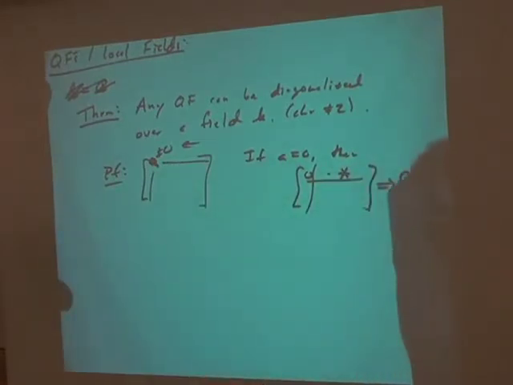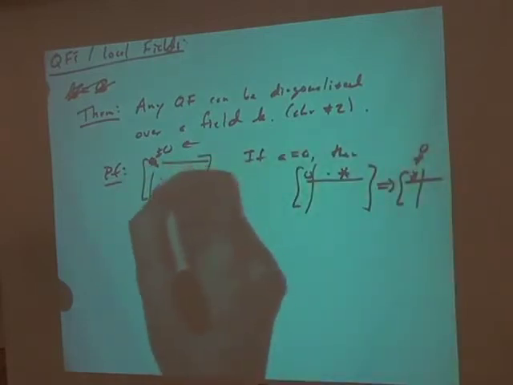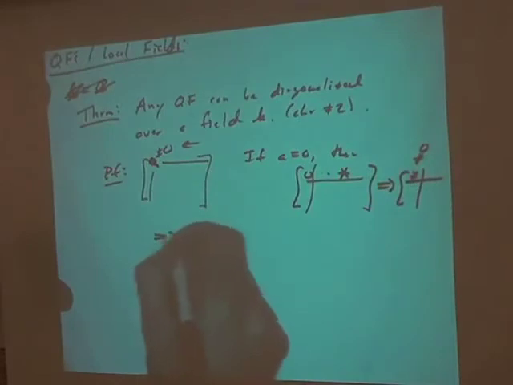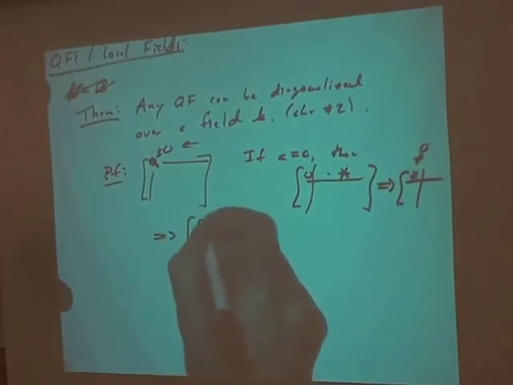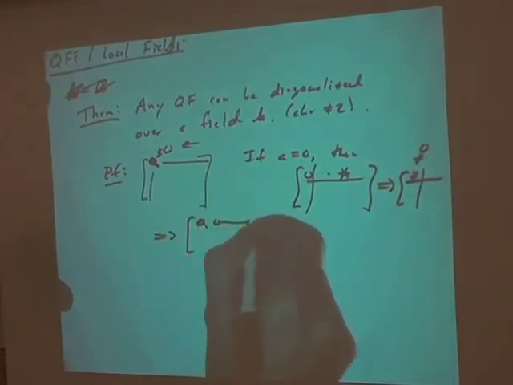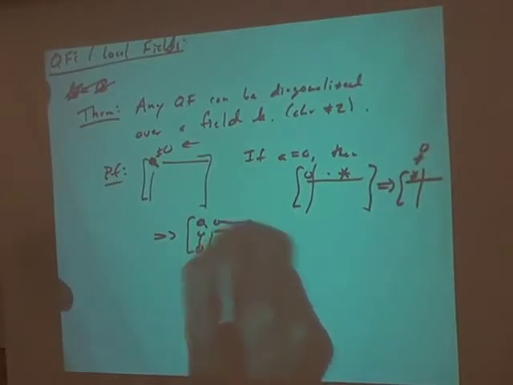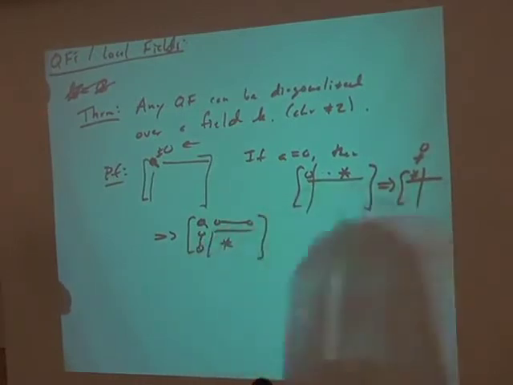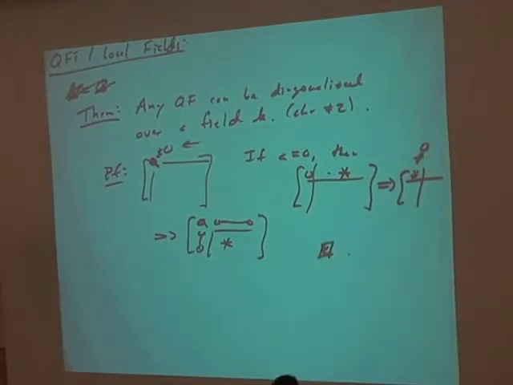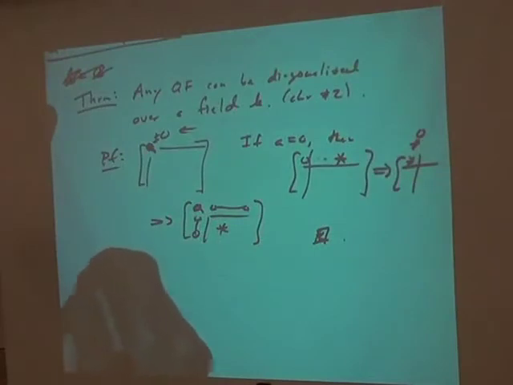And then this is now not equal to 0, and you can use this as a pivot to cancel out all of the entries. So once you do that, this means that your matrix looks like some A with zeros, and then some star, and you can repeat. So that's the proof. And that's extremely useful because now I'm going to go through the local fields and characterize the quadratic forms.